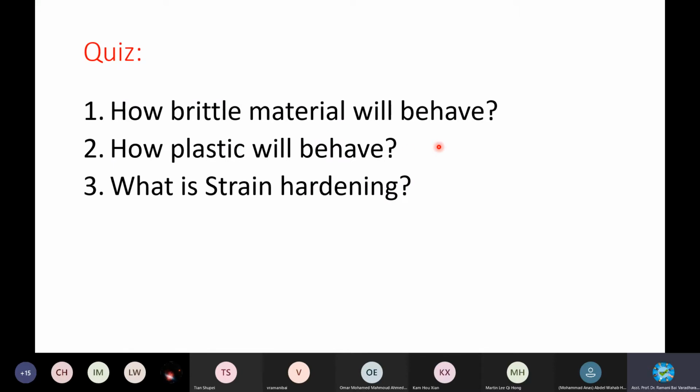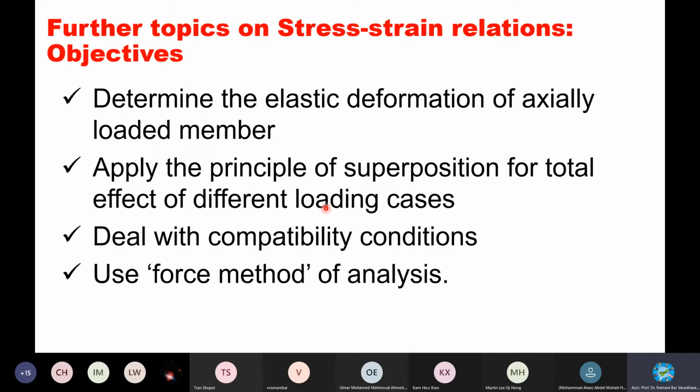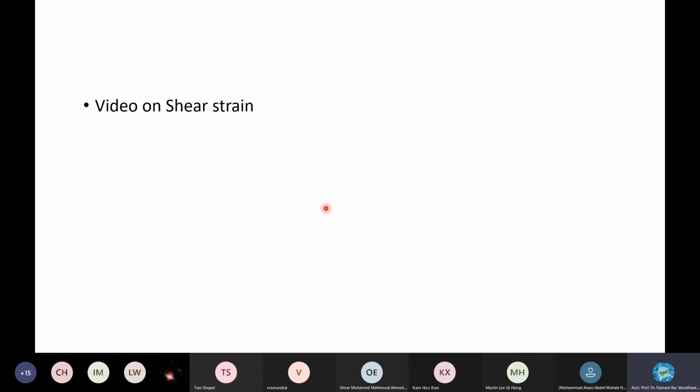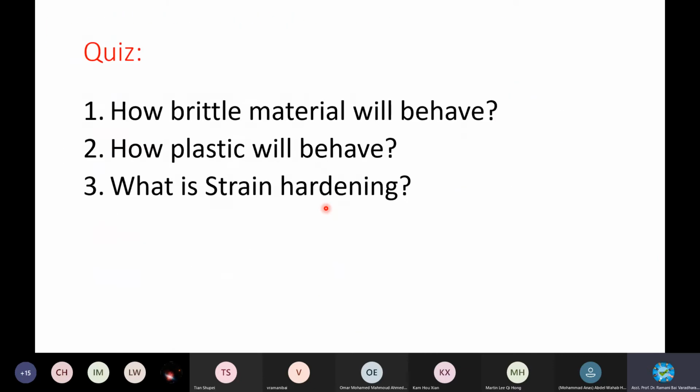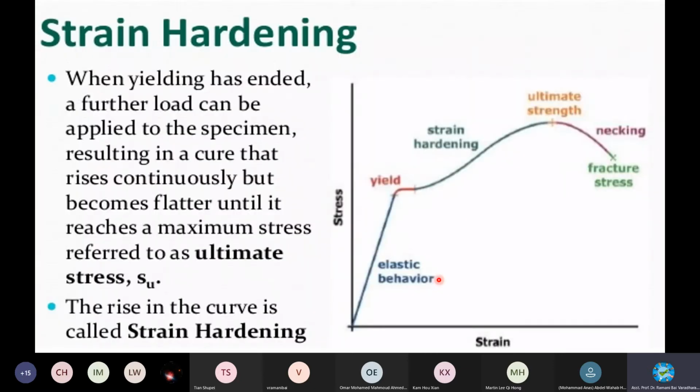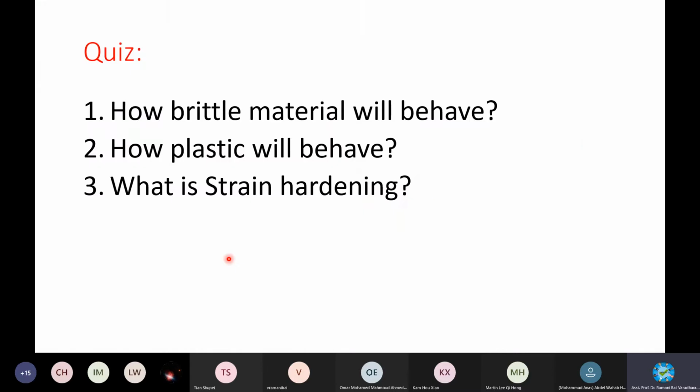How will brittle material behave? Where is the brittle region? And how will plastic behave? What is strain hardening? The answers are here, but all these answers are taken from these definitions. Okay. Can you tell how brittle material will behave?